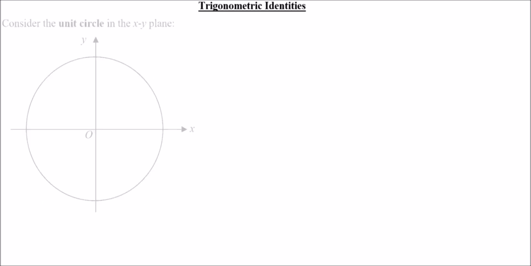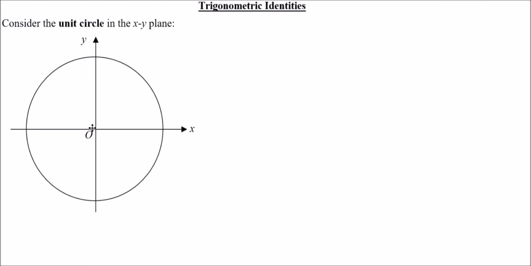The first part of the main lesson is arriving at some very crucial trigonometric identities. And we're going to do this by considering, from last lesson, the unit circle in the xy plane. So here it is. This is a circle with radius 1 fixed on the origin.